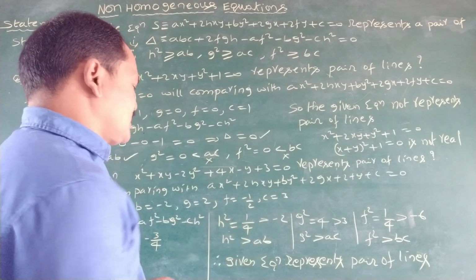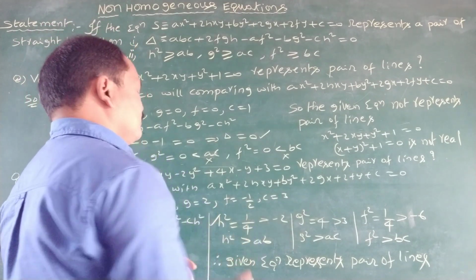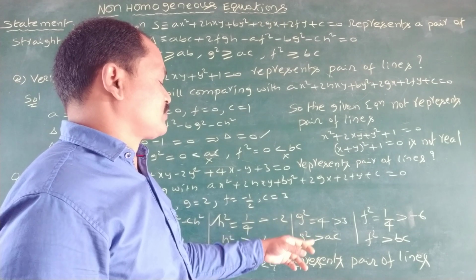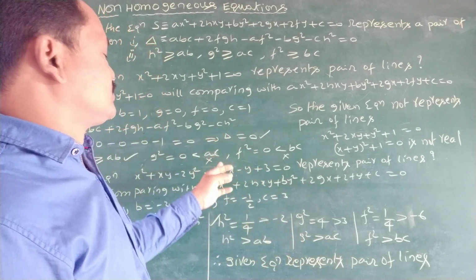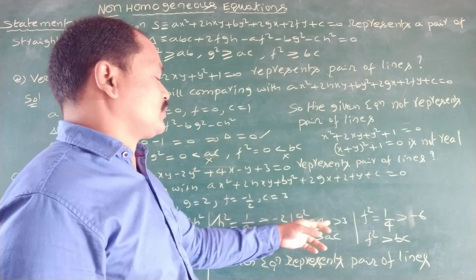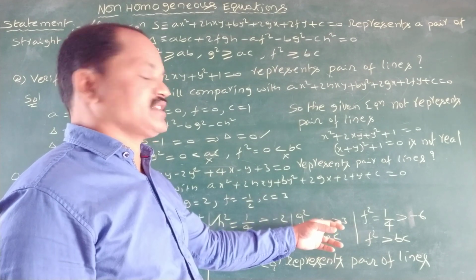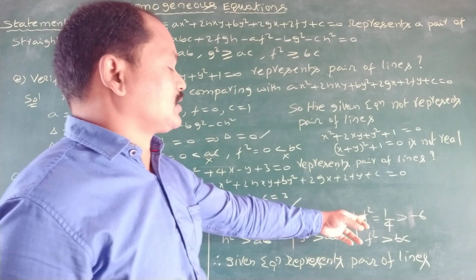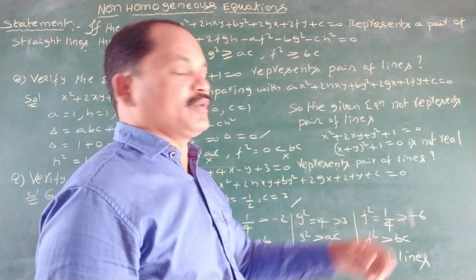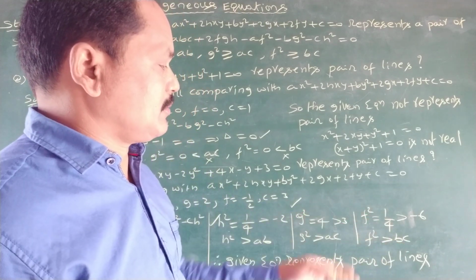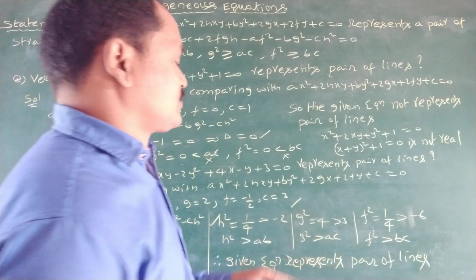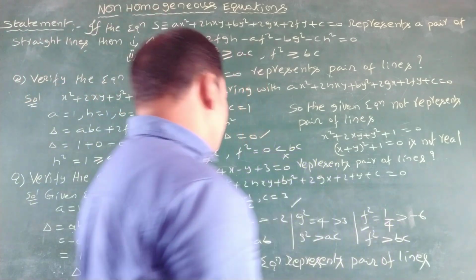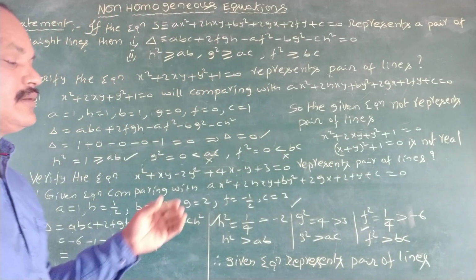So the first condition is satisfied. Second condition, g square. What is g? g is minus 2. That's why g square is 4. 4 is greater than ac. ac is 3. That's why the second condition is satisfied. And the third condition, f square, 1 by 4 is greater than minus 6. bc is minus 6. That's why f square is greater than bc. That's why the given equation represents a pair of lines.